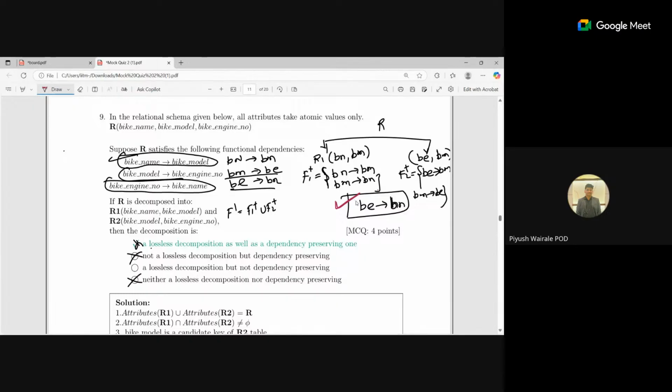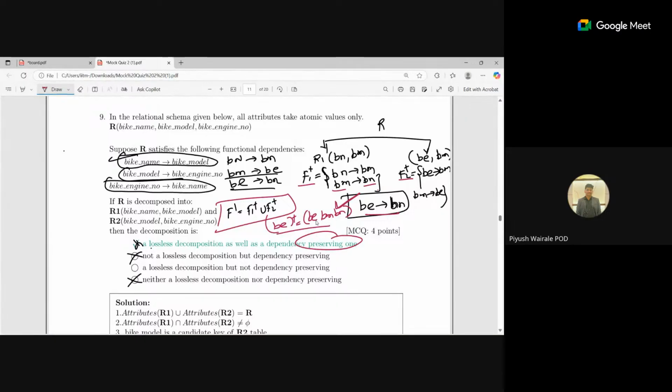It means what we need to check for this FD. It is not directly applicable to F1 or R1 or R2, right? So for that, we need to take F dash such that F1 plus union F2 plus. Now you can see combining these four FDs, if I take the closure of BE, I will get BE, BM, and from BM, I'm going to get BN. So I can see BE determines BN here. Now we can see dependency preserving.